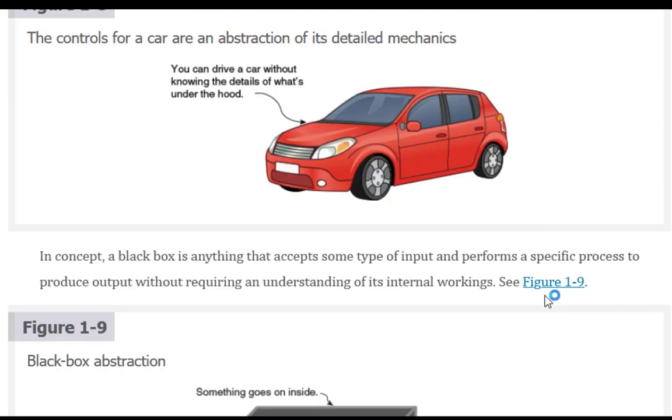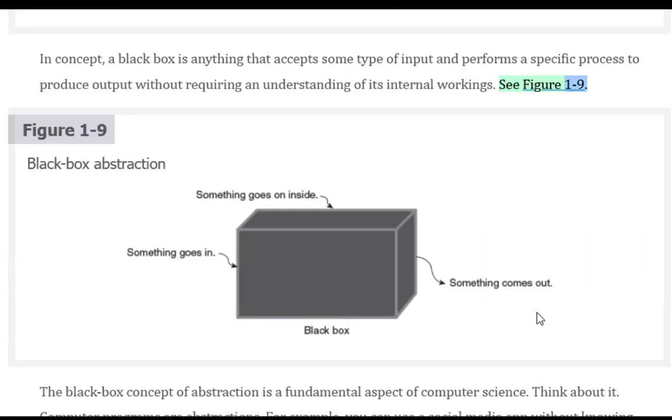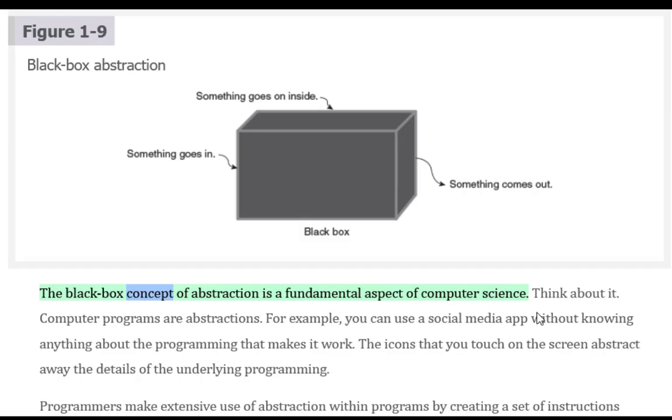See Figure 1-8. In concept, a black box is anything that accepts some type of input and performs a specific process to produce output without requiring an understanding of its internal workings. See Figure 1-9. The black box concept of abstraction is a fundamental aspect of computer science.